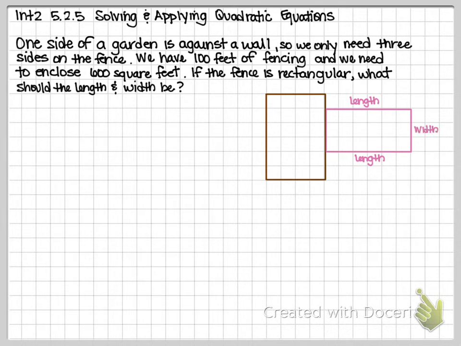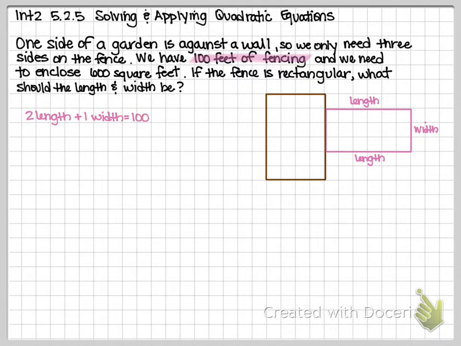So what I want to try to do is figure out exactly what the dimensions are going to be. And I have to make sure also that I obey the fact that I only have 100 feet of fencing. I am going to highlight that in pink, same color, because that represents the outside of the fencing itself. So if I take the 2 lengths, so 2 length plus 1 width, that's going to have to be 100 feet of fencing.